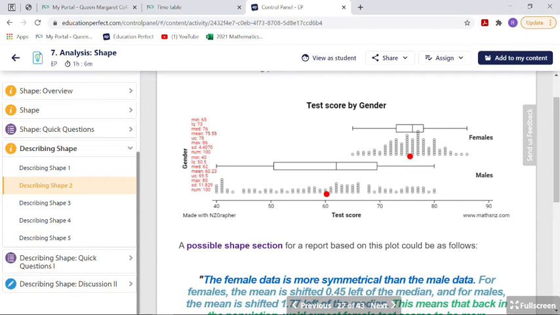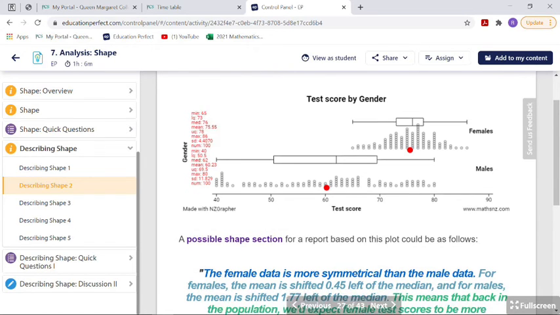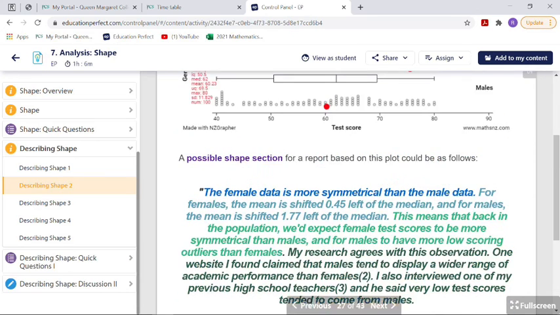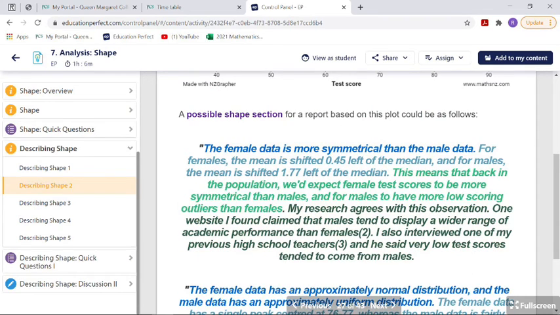Now the distribution, this one I would definitely say is skewed to the left, because look how much longer this side is, and the mean dot is pretty far over. Okay? So look at how they described it. The female data is more symmetrical than the male data. So do you see they're not saying it's symmetrical, they're just saying it's more symmetrical than the other, because remember, you're going to be making comparisons of the two sets of data.